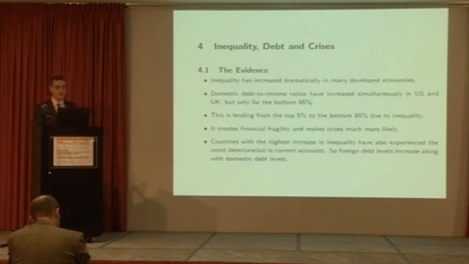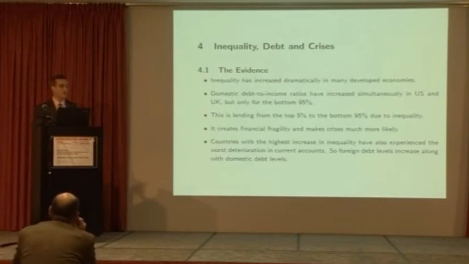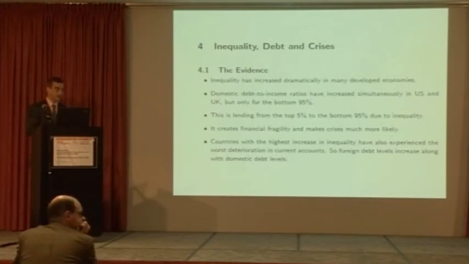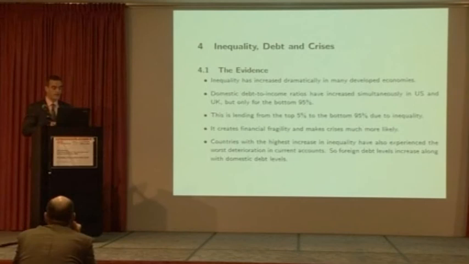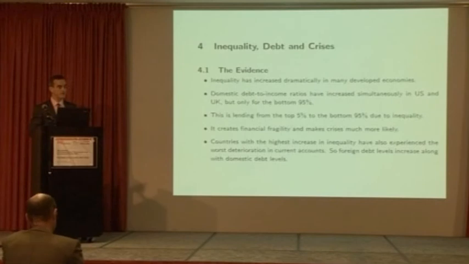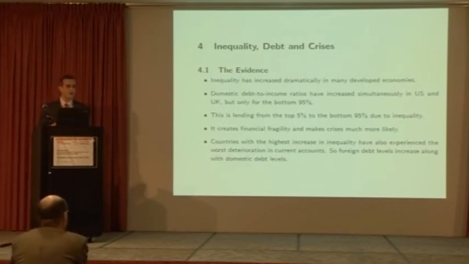Domestic debt to income ratios have increased simultaneously in the US and the UK, but only for the bottom 95%. So basically what we show in our work on this topic, and this is again a DSGE model, but it has two agents and not a representative agent. It basically has class, right? Two economic classes. What happens then is that there's lending from the top 5% to the bottom 95%. Due to inequality, because the top 5% take home more of the economic pie, the bottom 95% try to cope with that by borrowing, and the top 5% are willing to lend it to them because they have wealth in the utility function.